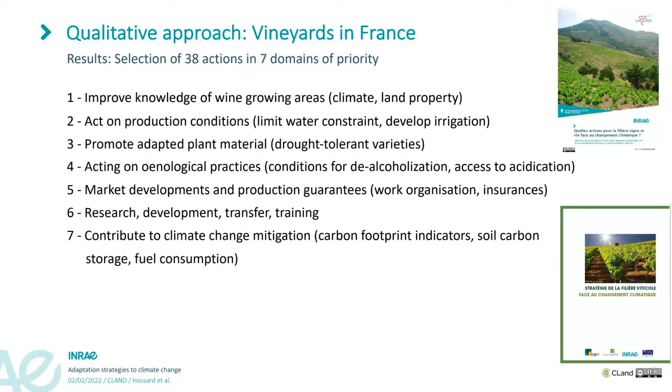So the first one was on improving the knowledge on wine growing areas, for instance internal climate, but also who owns the lands. The second, to act on production conditions, mainly focusing on water, limiting water constraint, developing irrigation, including drip irrigation, promoting adapted plant material, drought-tolerant varieties that I was saying before, acting on enological practices, developing markets, developing research, and the last one is more on mitigation.